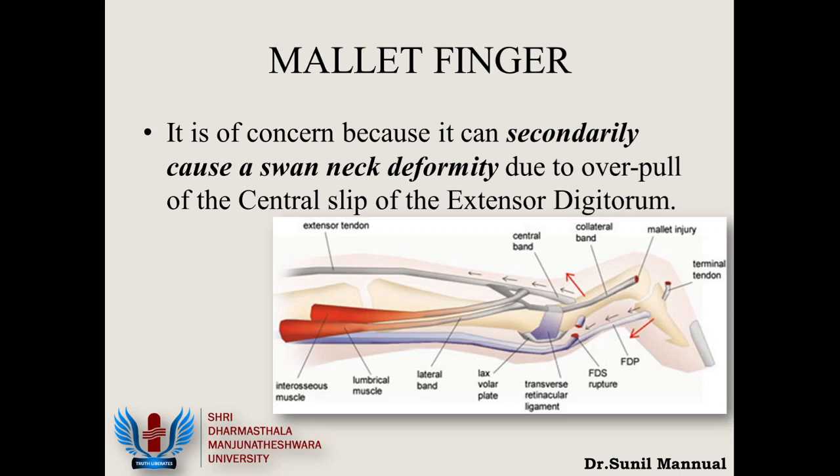When the lateral slips are not working, now there is an overpull of the central slip of the extensor digitorum, and this central band overpulling causes hyperextension of the proximal interphalangeal joint and thereby a swan neck deformity. So this is the main concern in mallet finger. So the treatment aimed at mallet finger is to prevent a formation of a secondary swan neck deformity. So how do you do that?